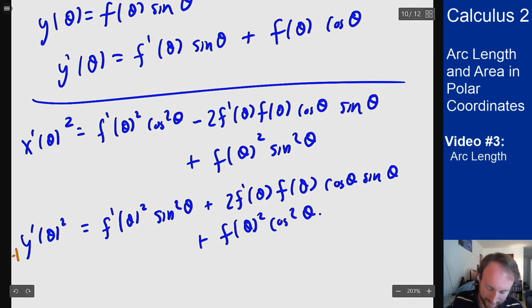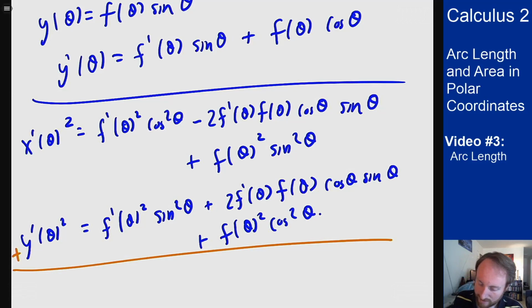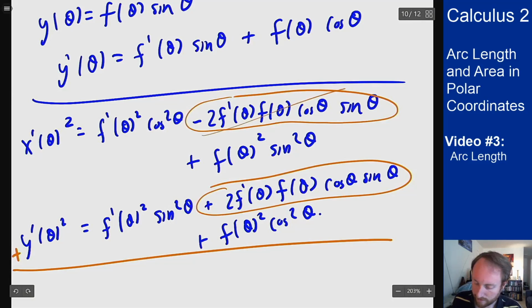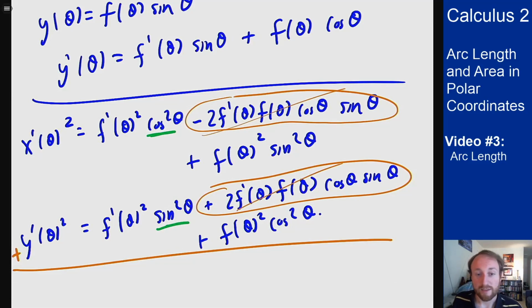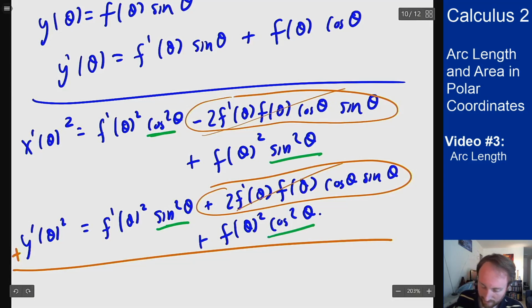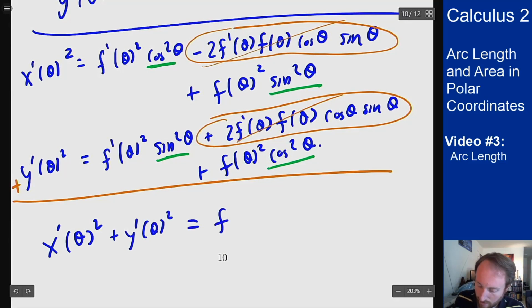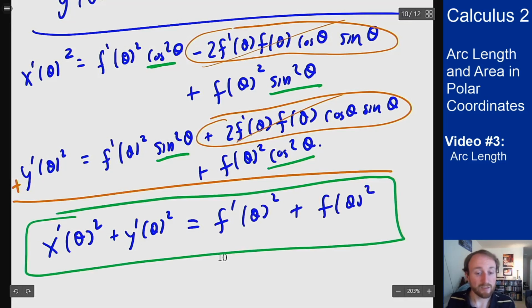Now if I go to add these up, what happens? Well, I notice this term here is the same as this term, but with a minus sign, so they'll both cancel out. I then see that with f prime theta squared, I have a cosine squared plus a sine squared. That'll add to 1. On the f of theta squared, I have the exact same thing, sine squared plus cosine squared. Those also add to 1. So my resulting formula here is that x prime of theta squared plus y prime of theta squared is equal to f prime of theta squared plus f of theta squared. And this is the fact we need to put our formulas together for doing arc length in polar coordinates.